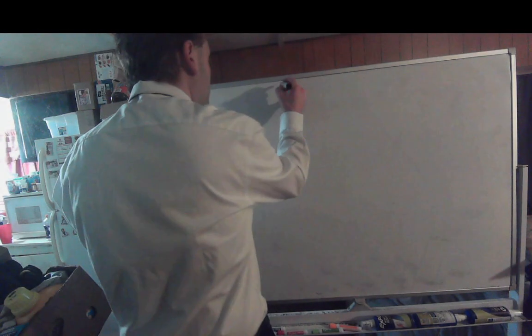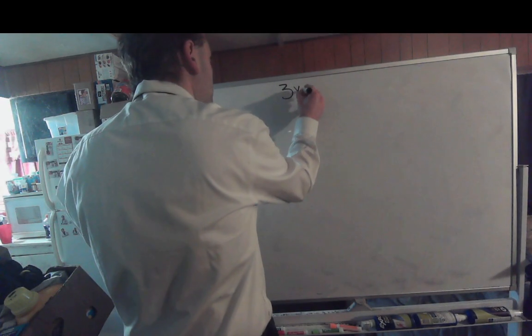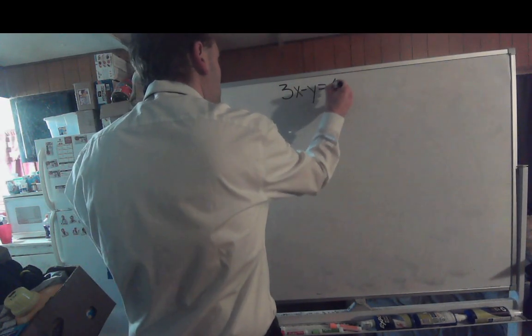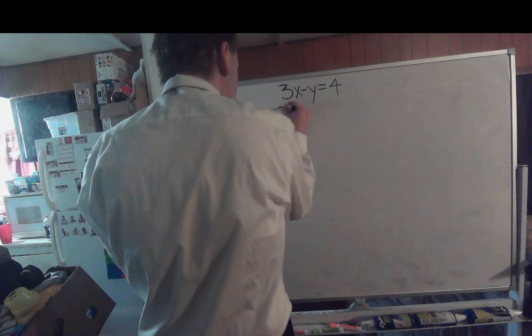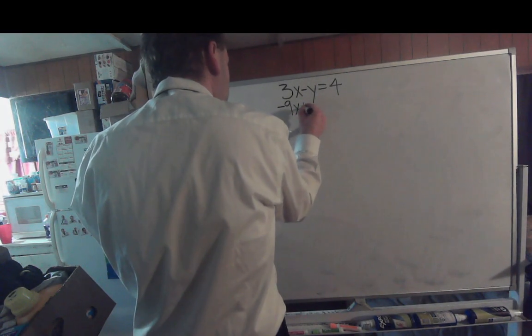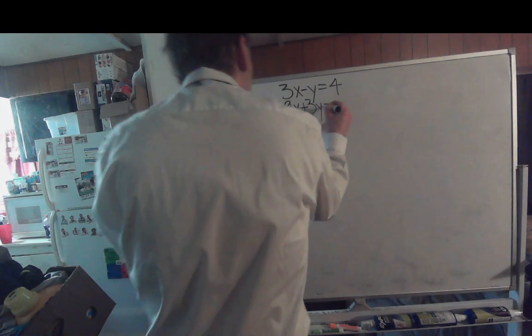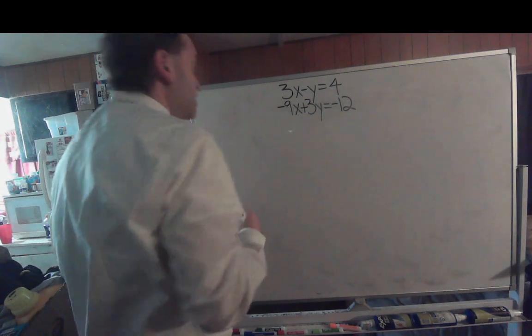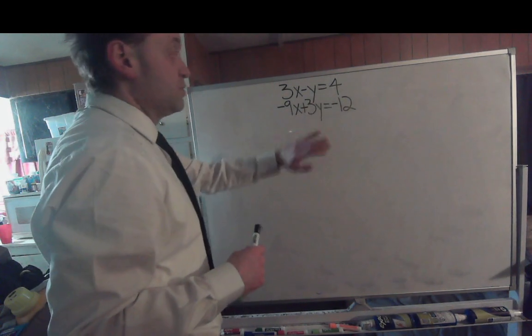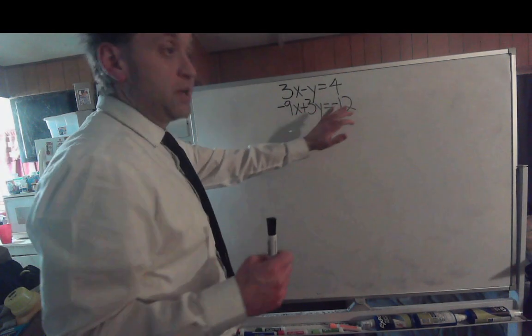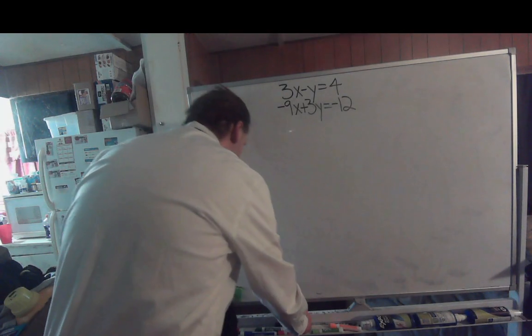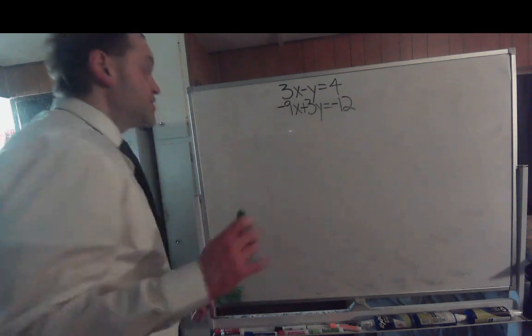Alright, last one. 3x minus y equals 4. Negative 9x plus 3y would equal negative 12. So we need to solve this system here. We have 3x minus y equals 4. Negative 9x plus 3y equals negative 12. Again, we're doing the substitution method.